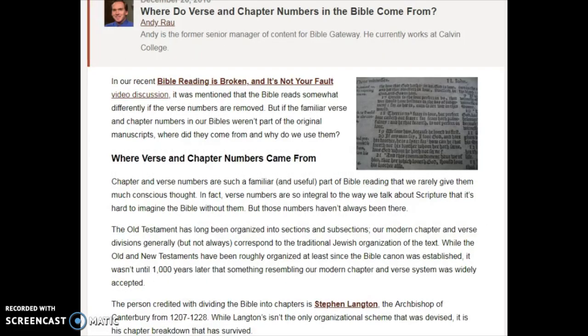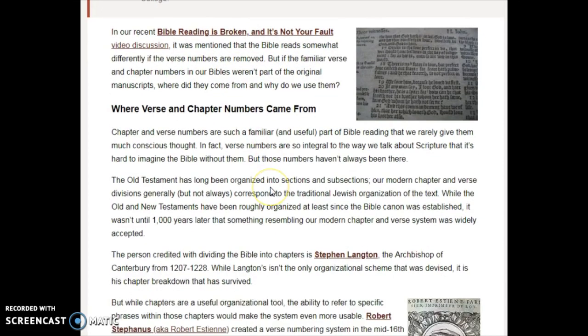Even many in the church do not believe that, but it's not a matter of belief, it's factual that the verses and the numbers of the verses and chapters were not originally in those letters. We have somebody who's written: where do verse and chapter numbers in the Bible come from? Bible reading is broken, and it's not your fault. It was mentioned that the Bible reads somewhat differently if the verse and chapter numbers are removed. But if the familiar verse and chapter numbers in our Bibles weren't part of the original manuscripts, where did they come from? Why do we use them?